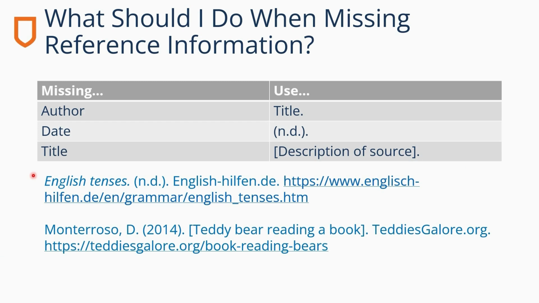Here's our first example: English tenses, ND, englishhilfen.de, followed by the URL. This is a web page with no author and no date. The italicized web page title is given in place of an author's name, and N period, D period is in place of the date. And our second example: Monterosso D, 2014, Teddy Bear Reading a Book, teddysgalore.org, followed by the URL. This second example shows an image with no title. A description is given in square brackets instead of a title: Teddy Bear Reading a Book.